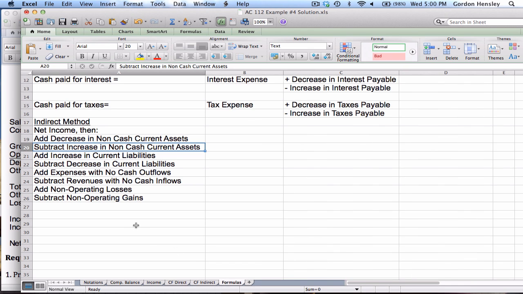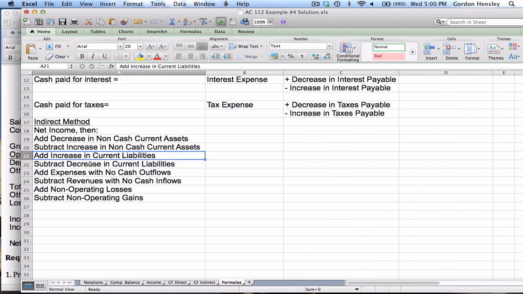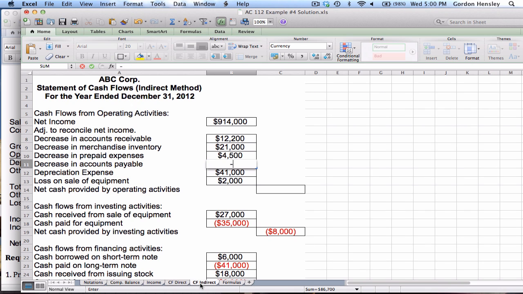Then it says add increase in a current liability. Well, we didn't have an increase in a current liability. Our liability actually decreased. So it says if there's a decrease in the current liability, that is to be subtracted. So that 86,700, I want to make that negative.